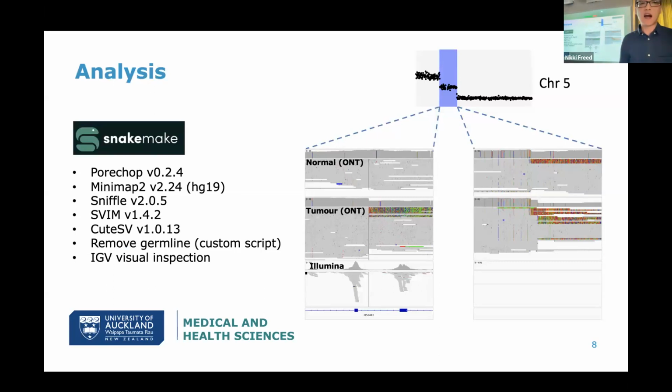The analysis is done using a number of different tools. Unfortunately, there isn't a somatic structural variant caller, so we have to try a germline structural variant caller and do germline filtering using some custom scripts that we put together. For each of the breakpoints, we then visualize them in the Integrated Genome Browser. As an example, chromosome 5, where we saw this drop in the copy number using the Nanopore. Those are just the IGV screenshots.